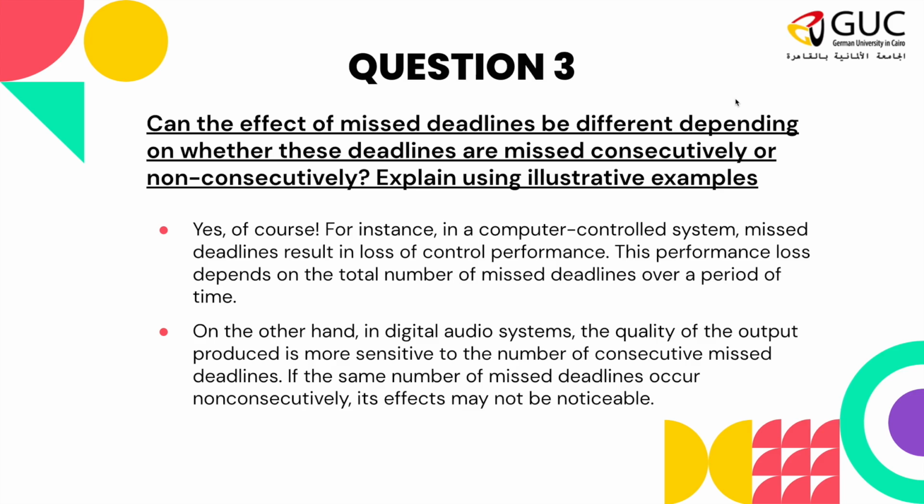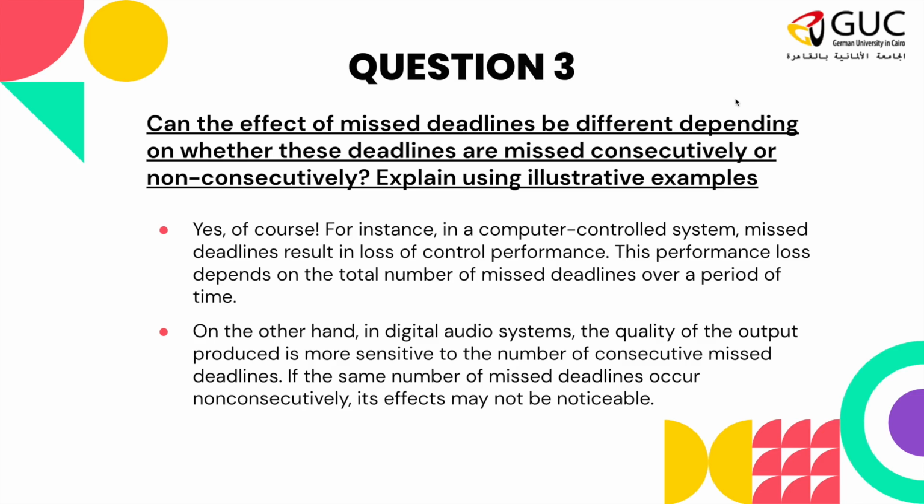For example, computer-controlled systems do not depend on the consecutive missing of deadlines, meaning that when you miss deadlines, you will lose performance. Some computer-controlled systems care about the total number of missed deadlines, whether they are consecutive or non-consecutive. The total number is the main factor for these systems. However, there are some other types of systems, for example, audio and video systems, where losing or missing deadlines consecutively will result in major issues.